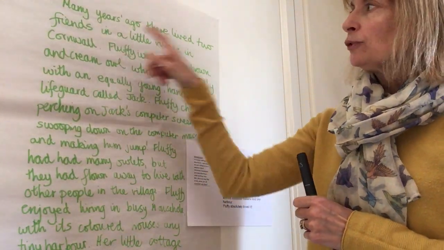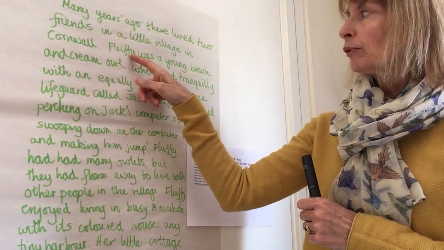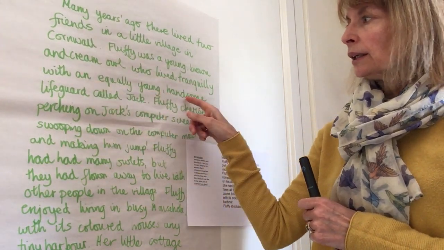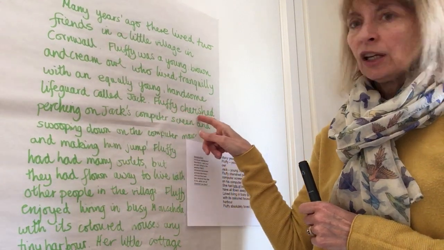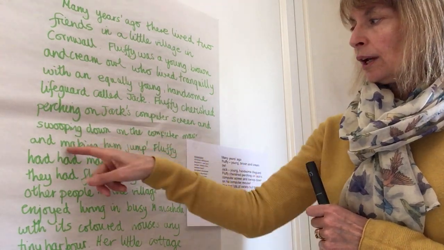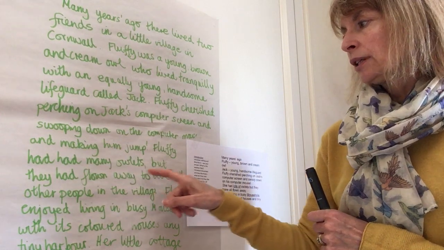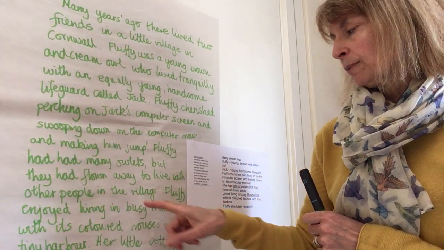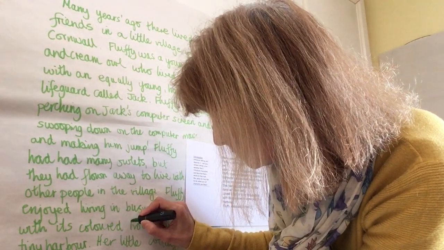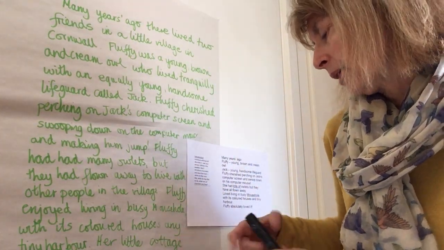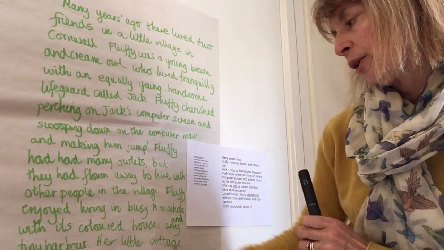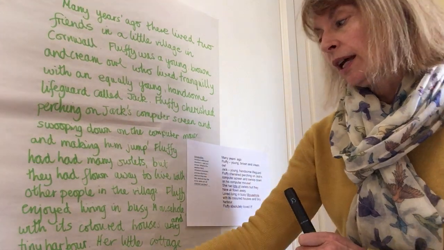So let's read it through. Many years ago, there lived two friends in a little village in Cornwall. Fluffy was a young brown and cream owl who lived tranquilly with an equally young, handsome lifeguard called Jack. Fluffy cherished perching on Jack's computer screen and swooping down on the computer mouse and making him jump. Fluffy had many owlets, but they had flown away to live with other people in the village. Fluffy enjoyed living in busy Mousehole with its coloured houses. Oh, that should say and. That's why you have to read it. And tiny harbour. Her little cottage was right by the sea and she loved it.